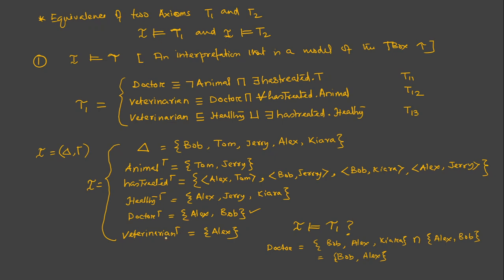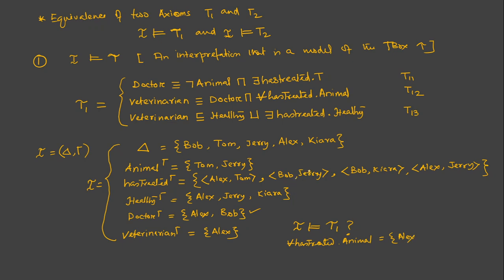Now let us take the case of veterinarian, right? So the veterinarian is a doctor and something that has treated only animals. Now here we can see that Alex has treated Tom. Tom is an animal. Alex has treated Jerry. Jerry is an animal. So in that case, this for all has treated animal will have the individual to be Alex, right? Now let us check Bob.